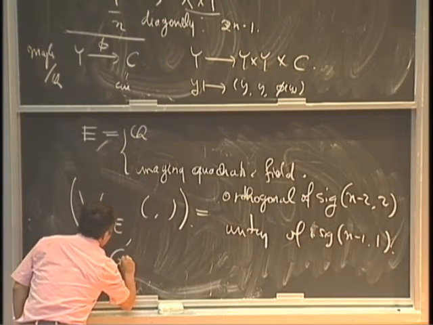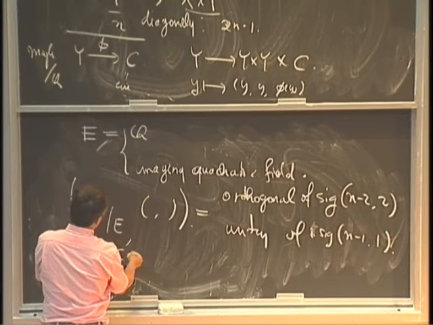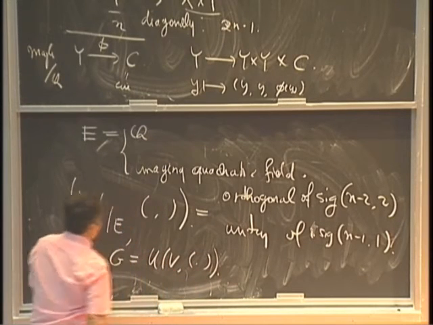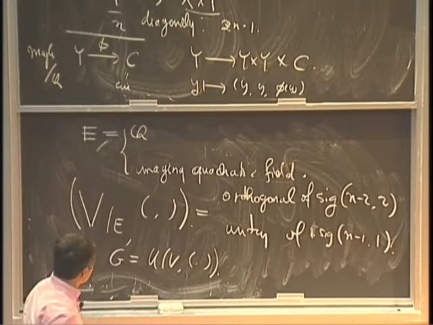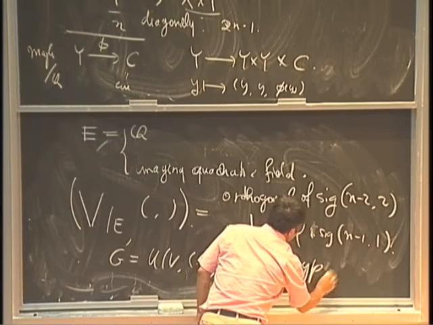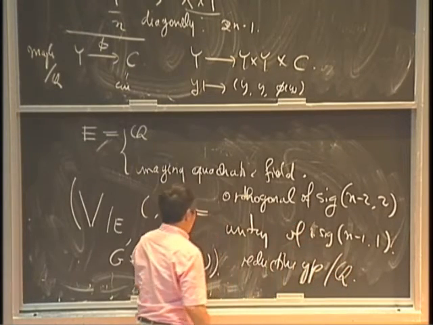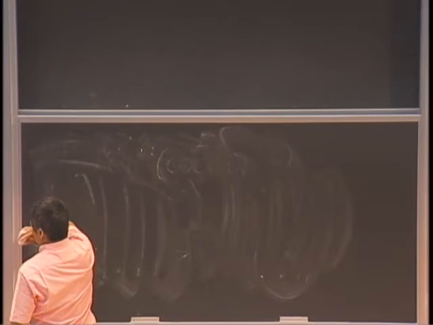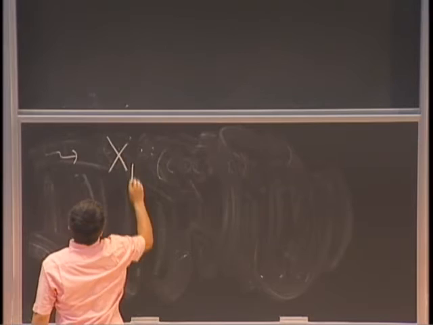So write G to be the unitary group, I mean the group of similitudes of V with the pairing, as a reductive group over Q. If you followed Kevin's lecture very carefully yesterday, this data allows you to define a Shimura variety. So in this way, you get a Shimura variety X_K.